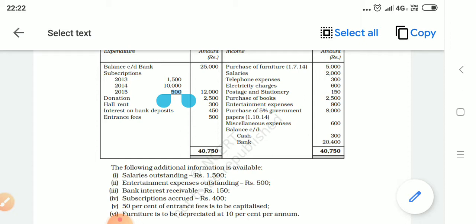Now coming to interest. Bank interest. It is again income accrued, income receivable. It is an asset. It will appear in the asset side of the balance sheet.